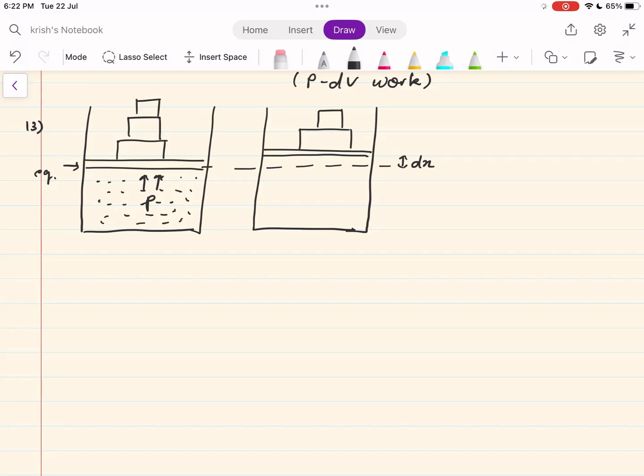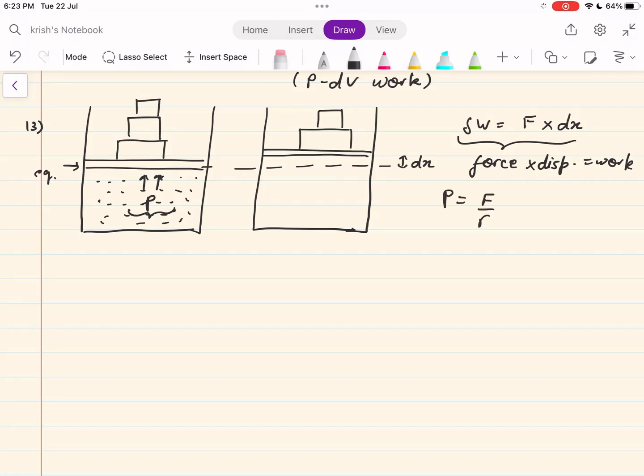So we can say that the small work done will be the force that was exerted by this into that distance dx. This comes from physics. Remember, work is force into displacement, right? Force into displacement equals work, right? And since pressure is force upon area, we can say this equals P into A dx. Now, I want you to focus on this A dx term. What is this A dx term?